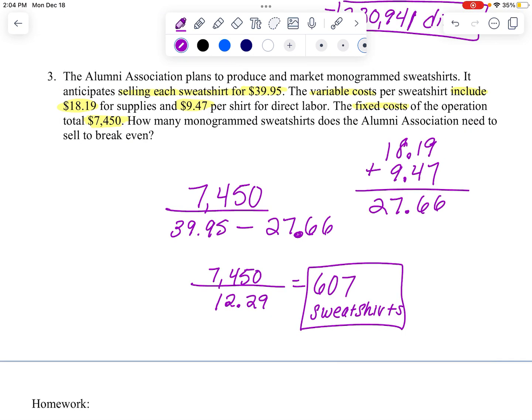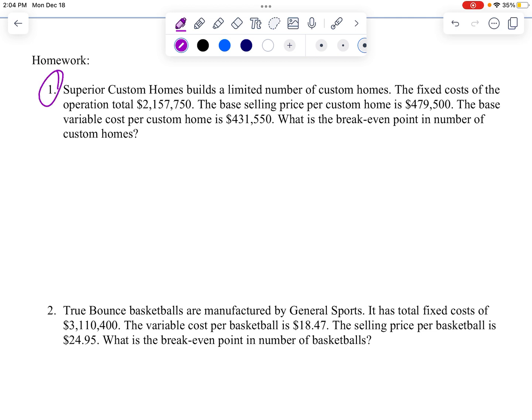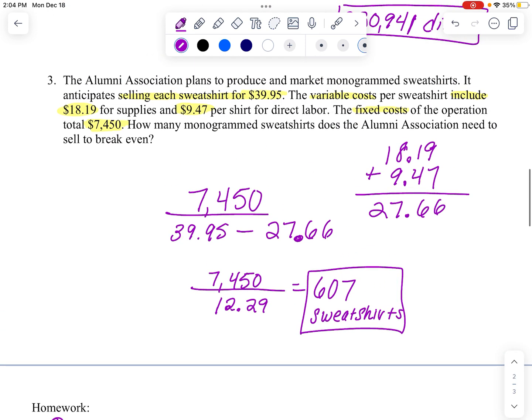Okay, so that's it. You do have homework, as you can see. So if there's time left in the period, I suggest starting these. Pretty straightforward. All three parts should be included in these problems. Just go ahead, you're going to divide and subtract, and that's it.